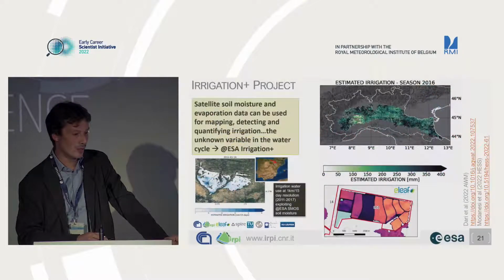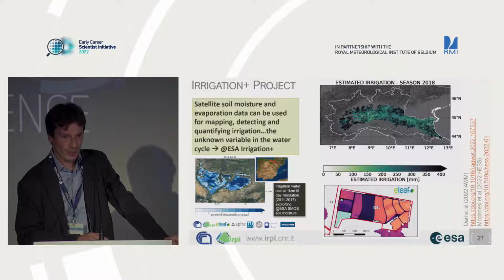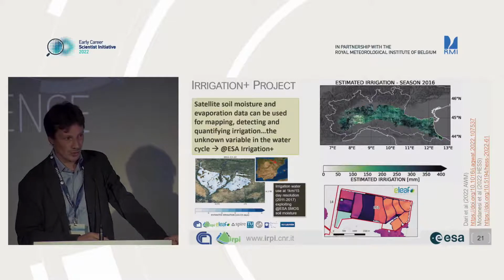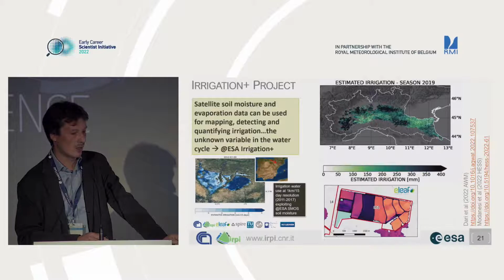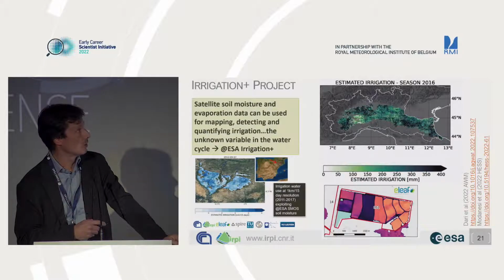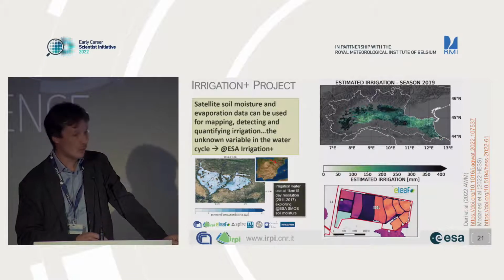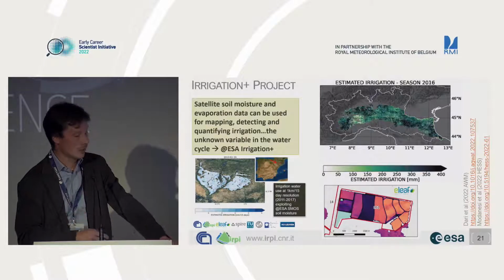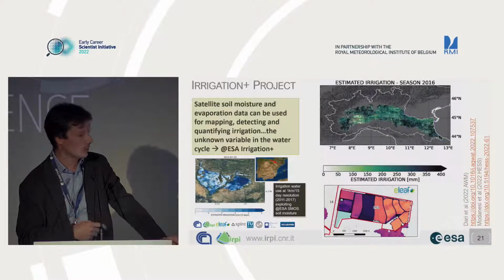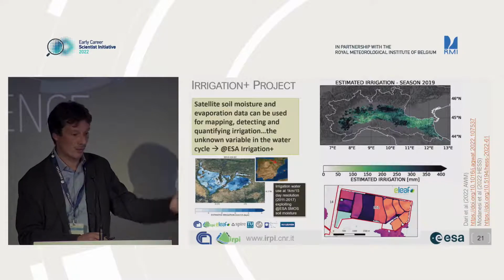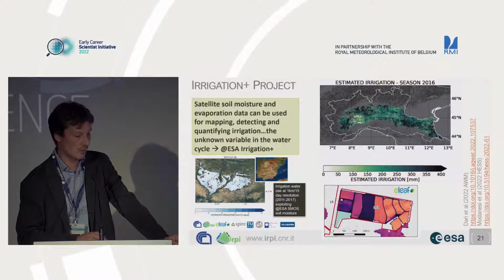And now with the European Space Agency, we have this Irrigation Plus project, in which, because irrigation is occurring at a very small scale, using coarse resolution data is a challenge in many parts of the world. But now with Sentinel data, we can also track irrigation at high resolution, and this animation shows 1 kilometer irrigation estimates over the Po Valley. This is an example for Spain. For instance, now we have a data set for northern Italy and for the Ebro Basin in Spain. And these data sets will also be made available quite soon.